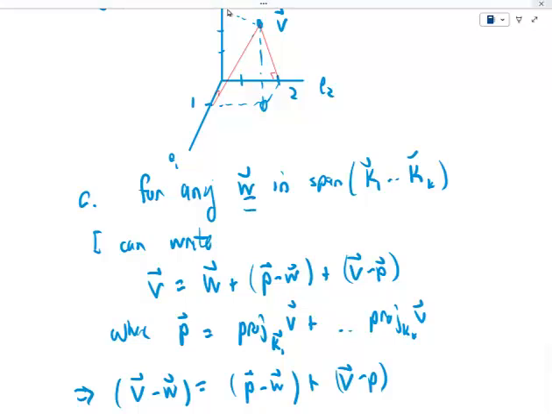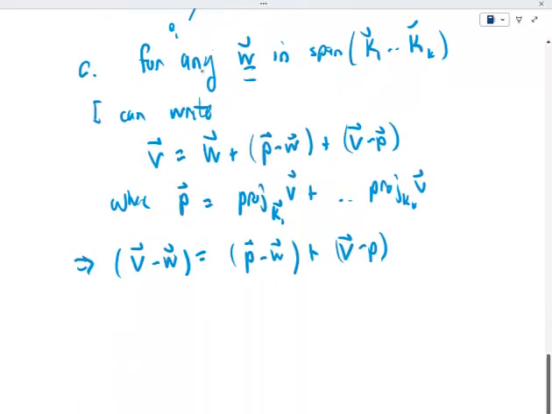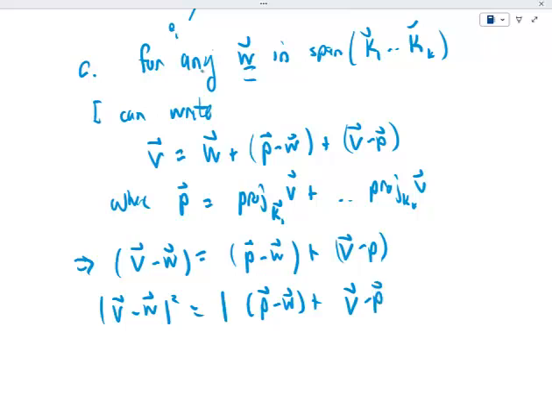All right. So let me take the same trick I took before. I take the length of V minus W. The length of this squared is equal to the length of this sum squared. Okay. But in fact, these two vectors are perpendicular. Right? We just showed this from part A.